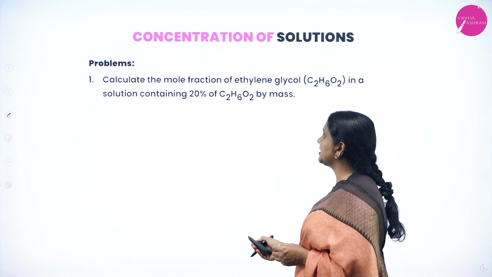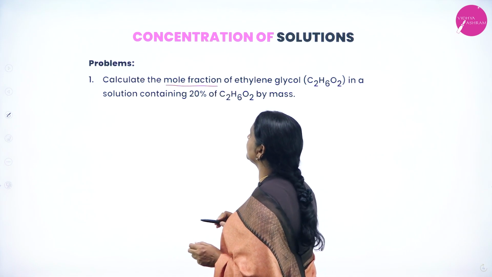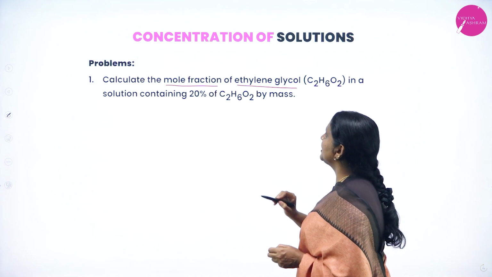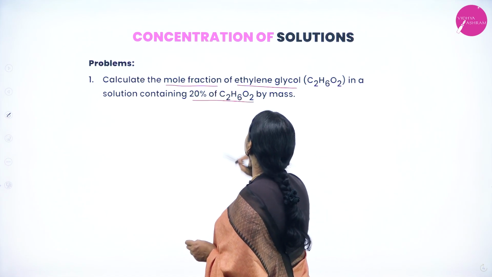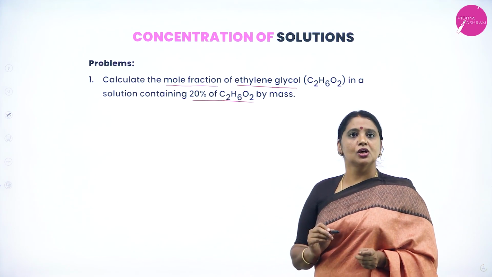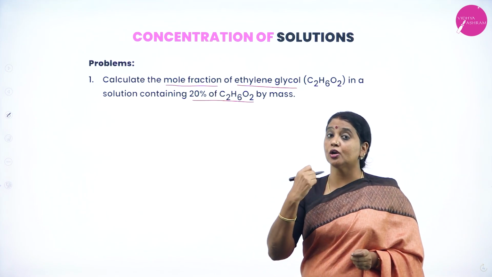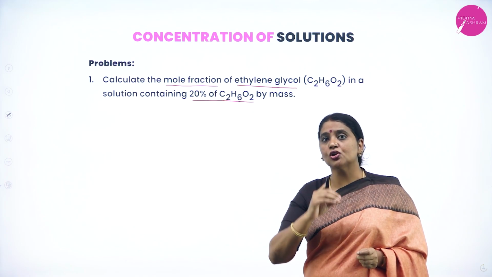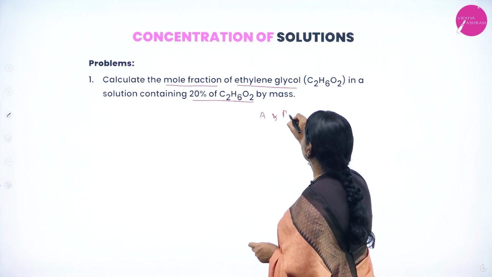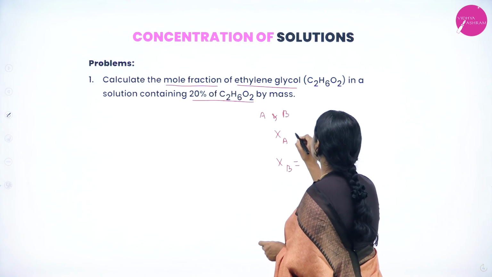Now I am going to discuss a problem related to mole fraction. Problem number 1. Calculate the mole fraction of ethylene glycol in a solution containing 20% of ethylene glycol by mass. Okay, I have already given the definition for mole fraction. Mole fraction of a solution cannot be calculated. Mole fraction of each component can be calculated. If I consider a solution containing 2 components, A and B, mole fraction of A is calculated as well as mole fraction of B.